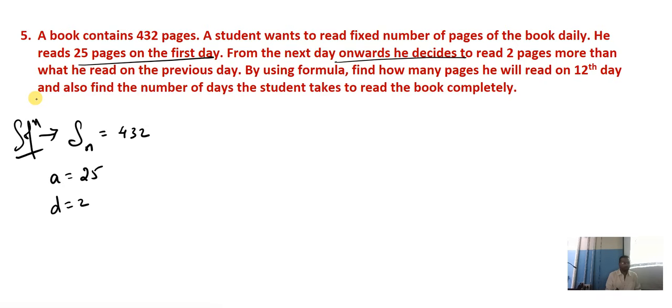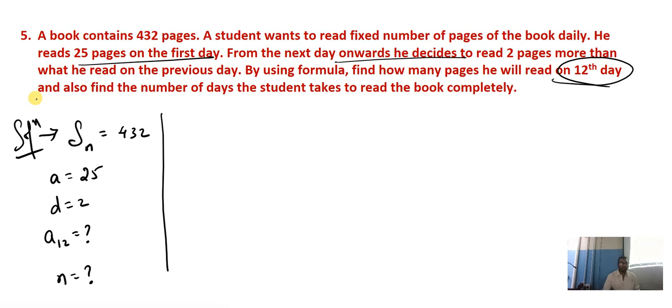Now he is asking how many pages he read on the 12th day. He is asking the 12th term, A12. And apart from that, he is asking to find the number of days he takes. Means he is asking you to find the value of n in Sn. Understood? Now, let me study one by one. They have given the Sn value. Even though they have given the Sn value, shall we use the Sn formula? Sn is equals to n by 2.